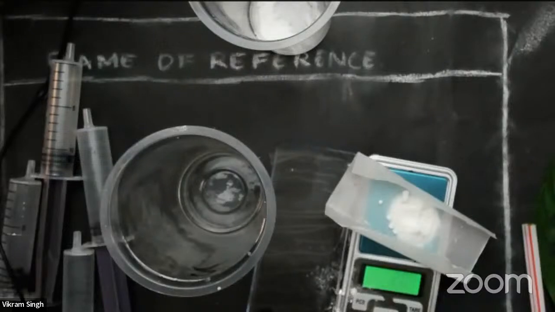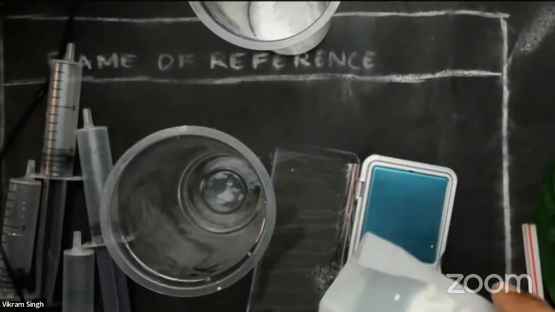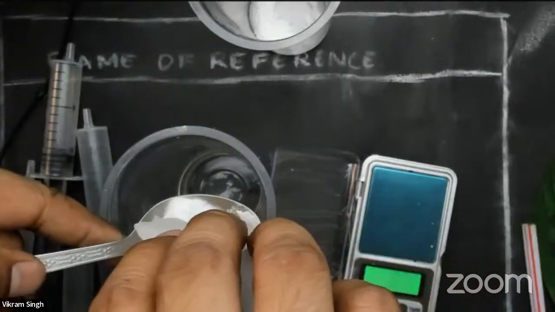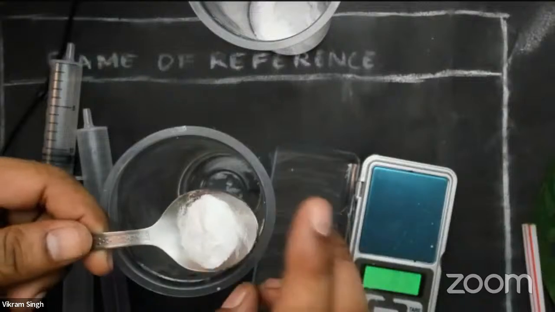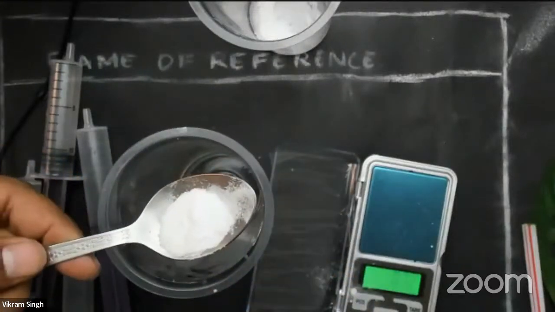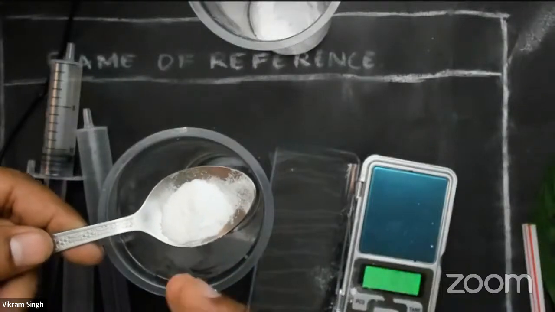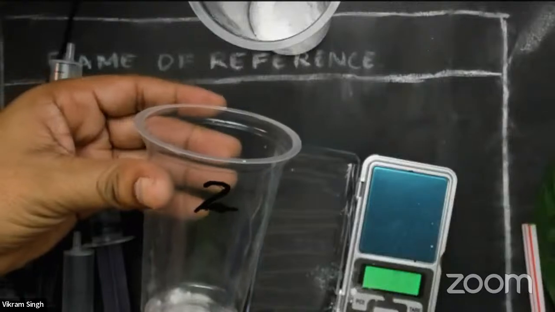So in the last beaker we added 4 gram. Here we will add 2 gram. If I show you how much is 2 gram, see, it is like 1/4 of this tablespoon. The first we added half of the tablespoon. In this we will add 1/4 of the tablespoon, and we will mark it as number 2.